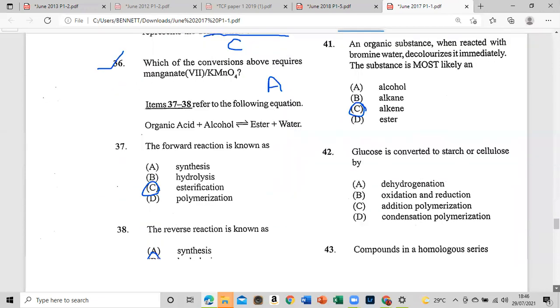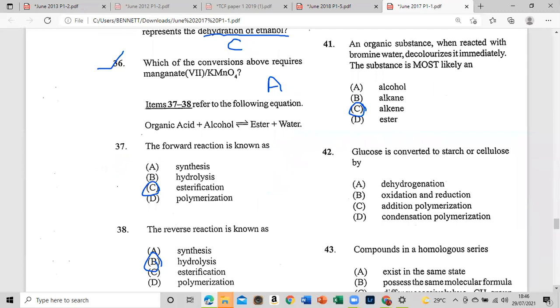Glucose is converted to starch or cellulose by dehydrogenation, oxidation and reduction, addition polymerization, or condensation polymerization. So 42 is condensation polymerization. And we did this one earlier.